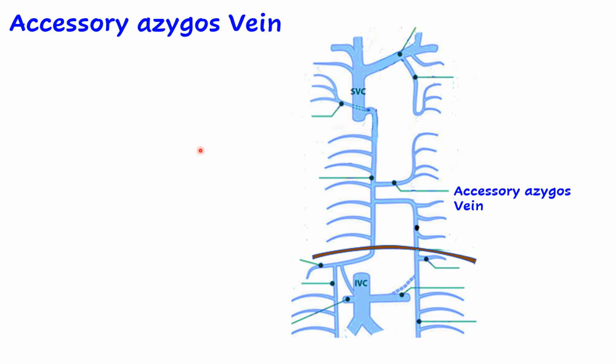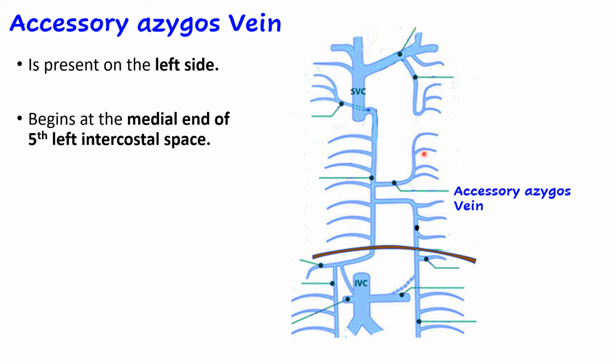Coming to the accessory azygous vein, as I said earlier, this is the mirror image of the upper part of the azygous vein on the left side. So here we can see this is our accessory azygous vein. So it is again present on the left side. Then where does it begin? It begins here at the medial end of the left fifth intercostal space, right? So you can say that the left fifth posterior intercostal vein is going to continue as the accessory azygous vein. So it begins in which intercostal space? The left fifth intercostal space on the posterior aspect.